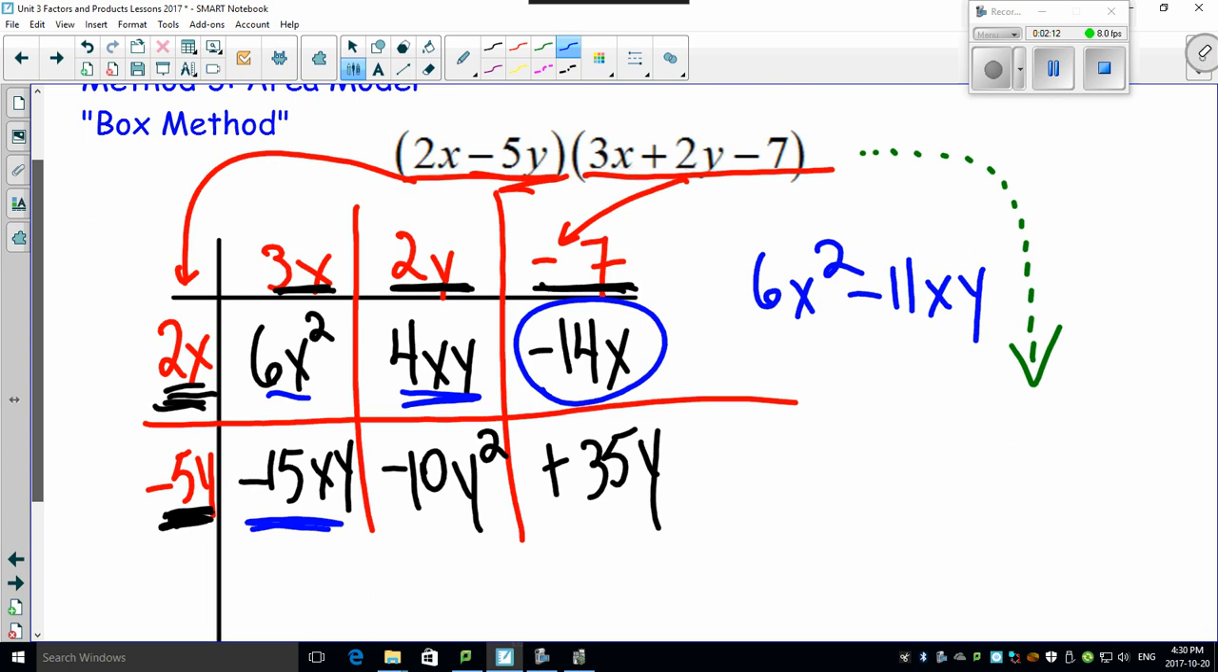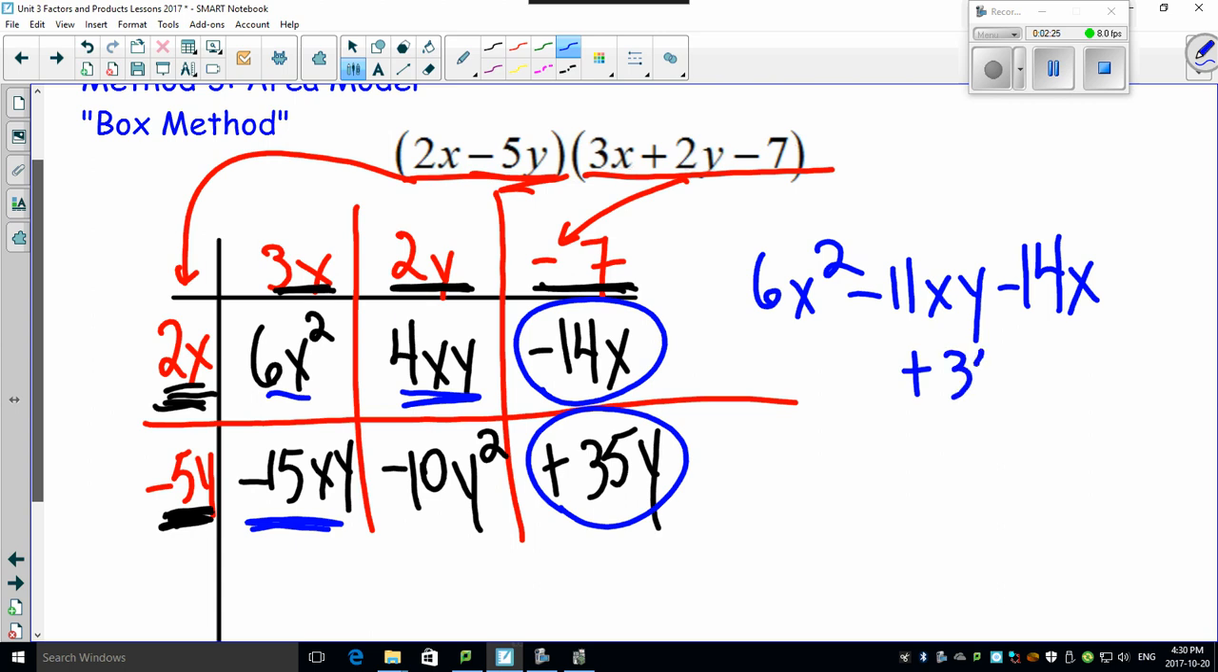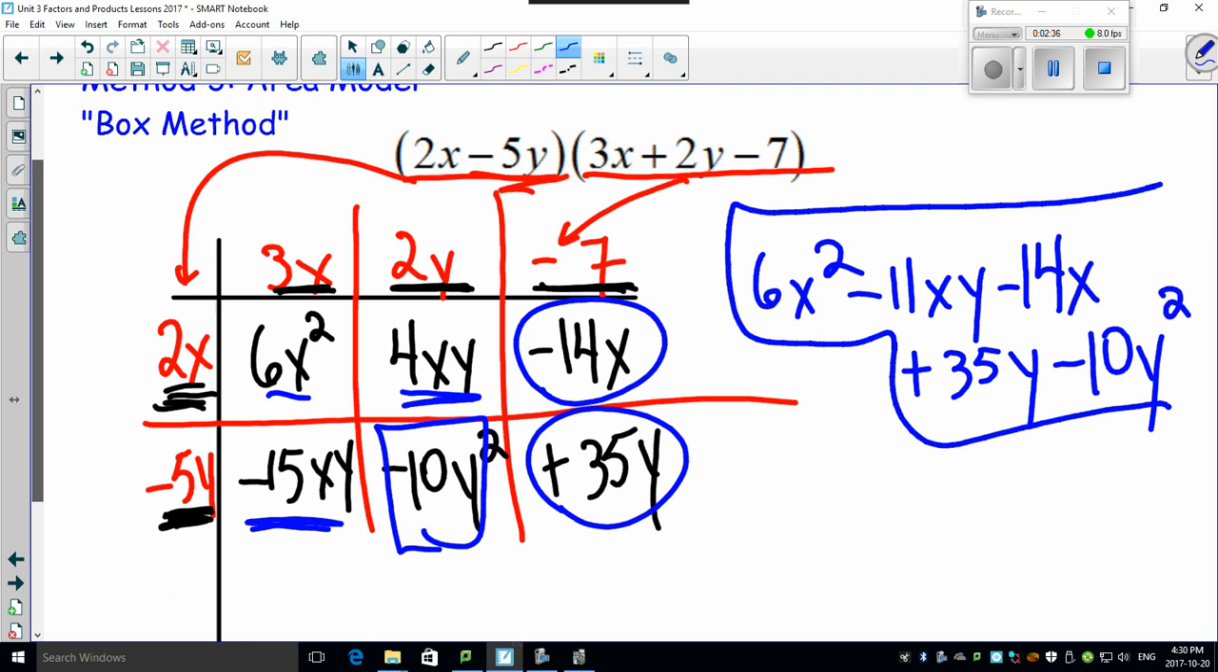Okay, let's get this dotted green line out of the way here. Minus 14x. There it is. I've got a plus 35y. Okay, plus 35y. And finally, my last thing, a minus 10y squared. That's what this polynomial looks like. Oh my goodness, what a mess.